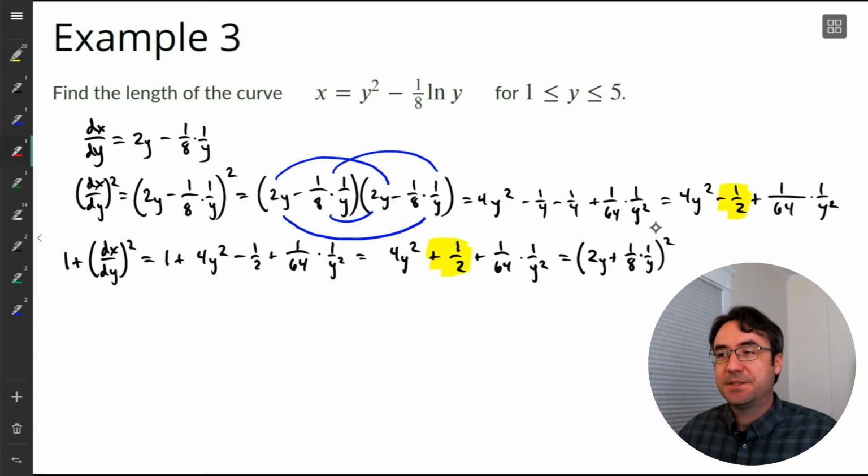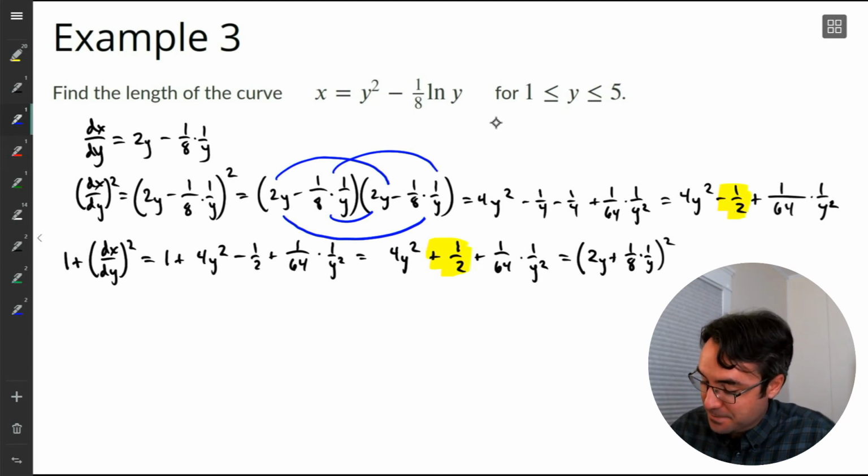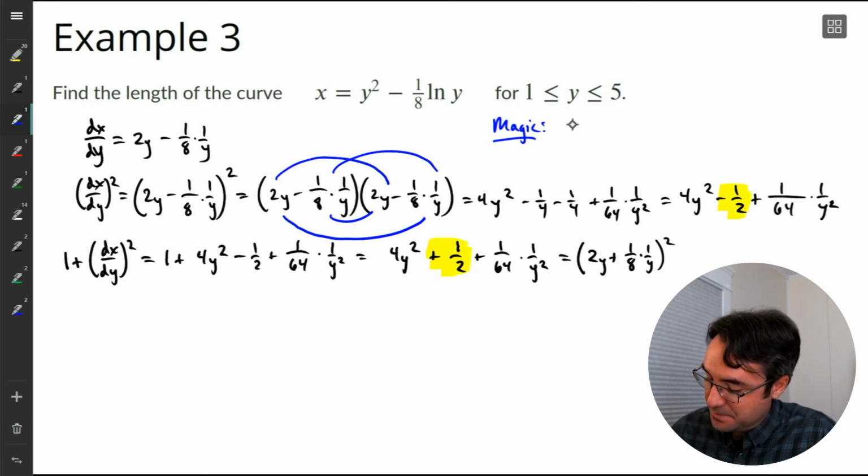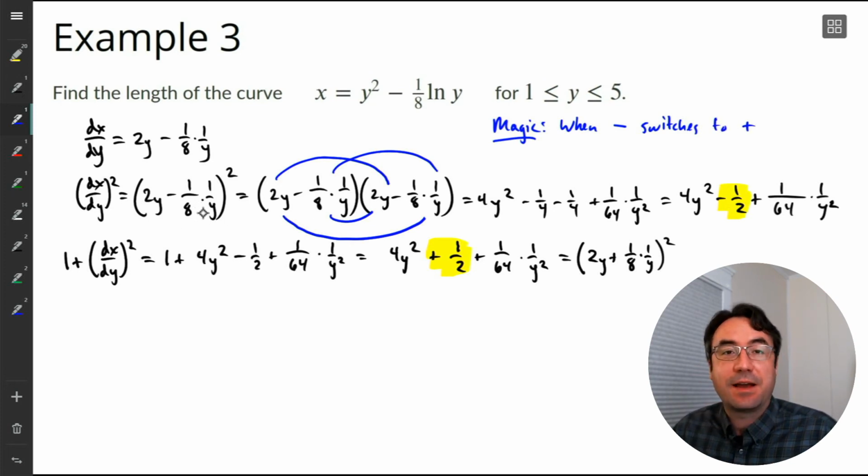Like I said, this is just a trick that we see a lot of times in these examples. It's a magic trick. So when this negative switches to a positive, we know how to factor this, and it factors exactly the same way as what we had before, except this negative switches to a positive as well.